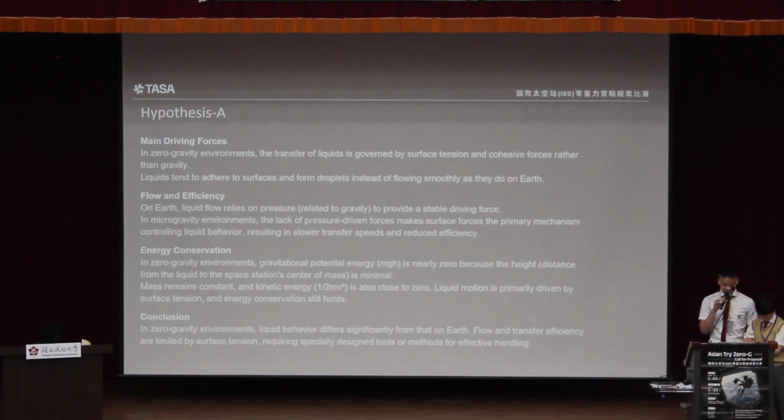Liquid adheres to the surface, forming droplets instead of flowing smoothly. The law of energy conservation dictates the sum of gravitational potential energy and kinetic energy. In a microgravity environment, g equals 0, where the velocity of the liquids will also be approximately 0. So the liquid won't be able to move.